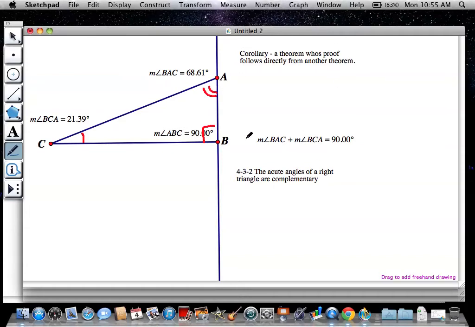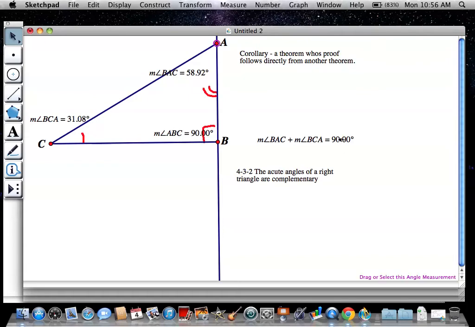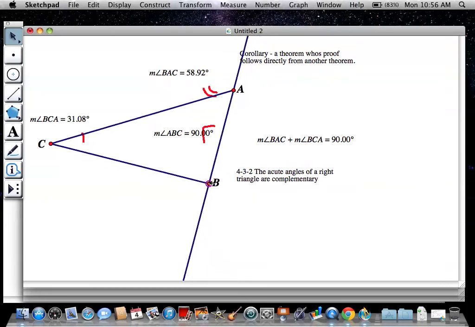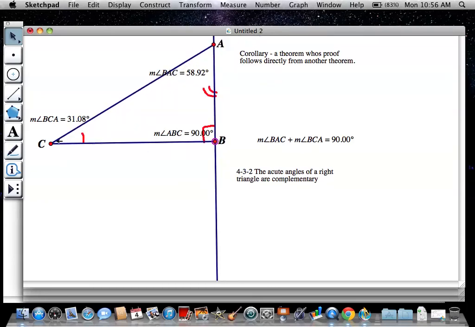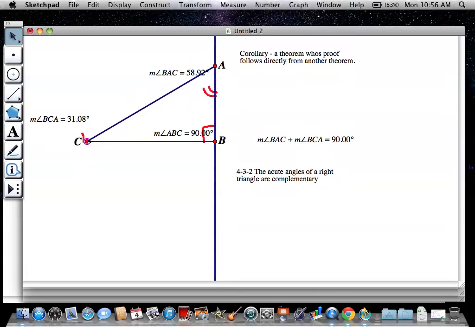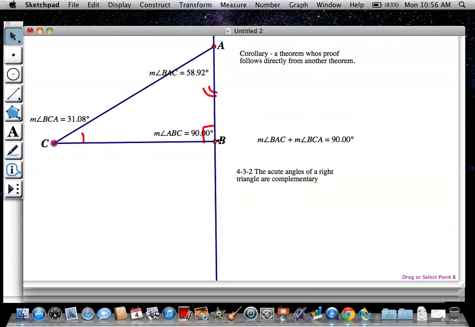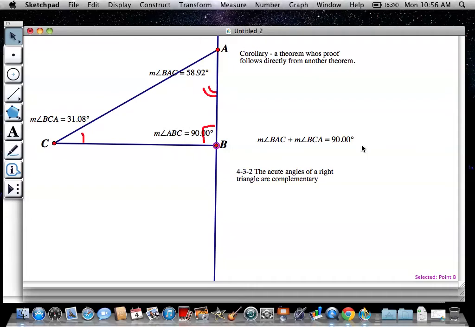And if you look here, I've done it for you. BCA and BAC, when I add them up, equal 90 degrees. If I move the triangle here up and down, the angles change, but notice that the sum does not. I can even move it around, the angles don't change. So if I have a 90-degree angle, the two other acute angles add up to 90 degrees. They're complementary.